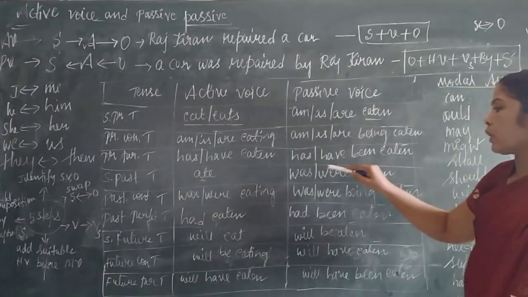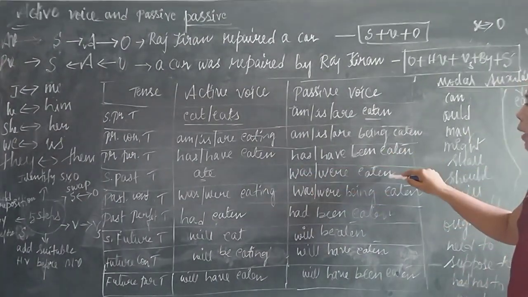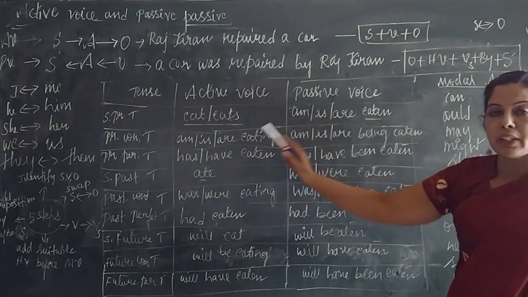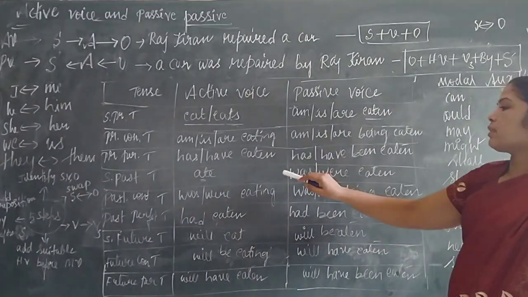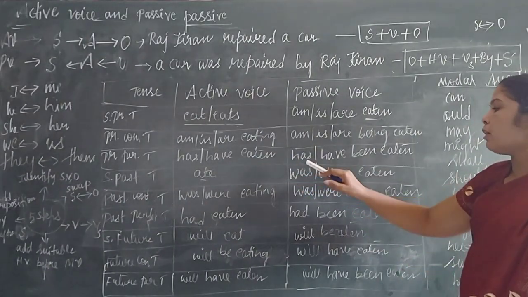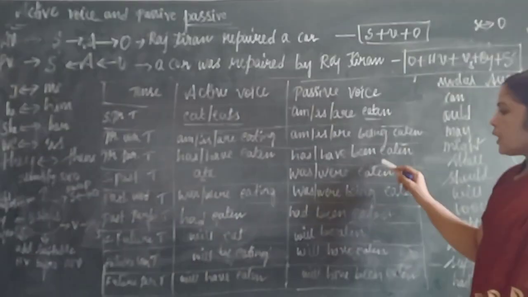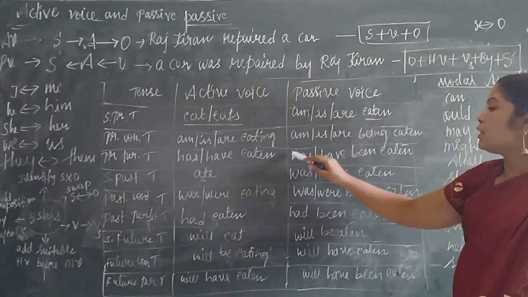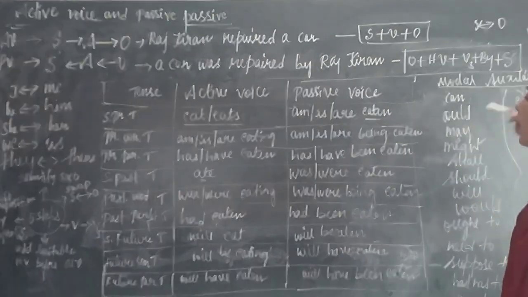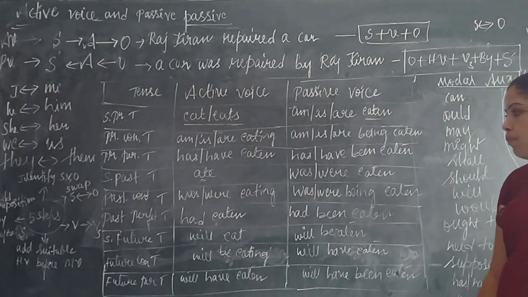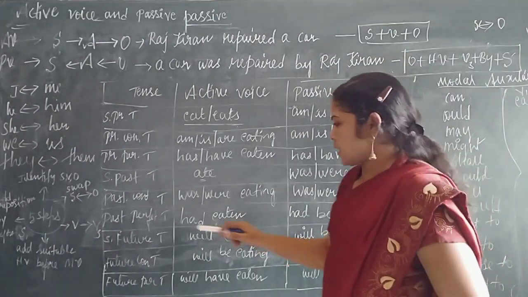If it is plural, we use the plural verb followed by the past participle form of the given verb. Suppose if it is apple, it will be "apple was eaten." If it is apples, "apples were eaten by me." Something like that.